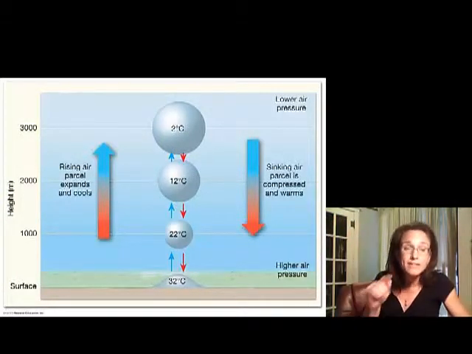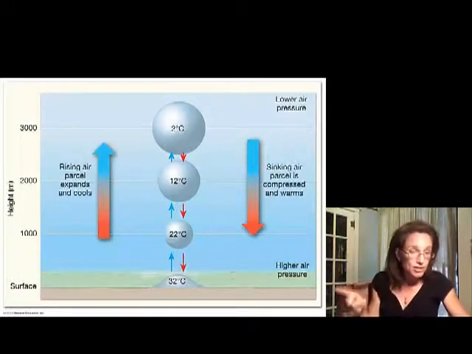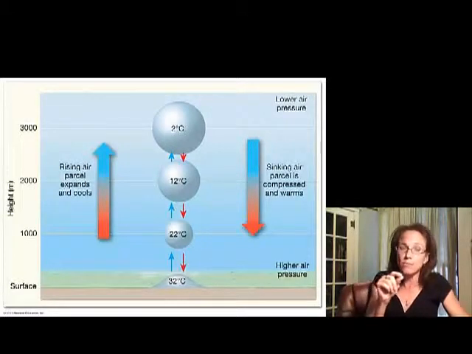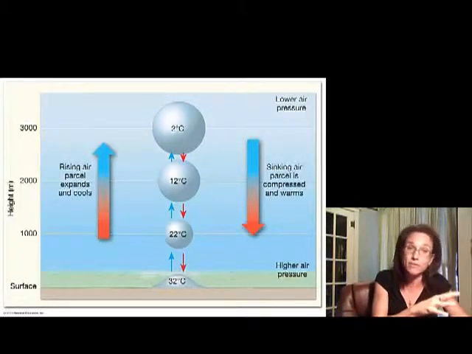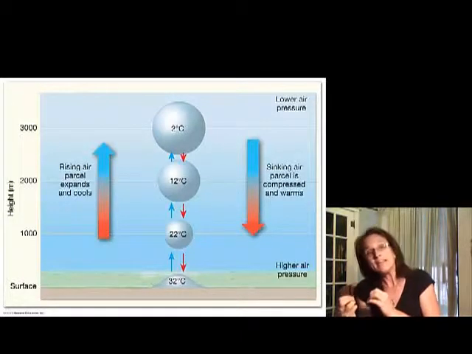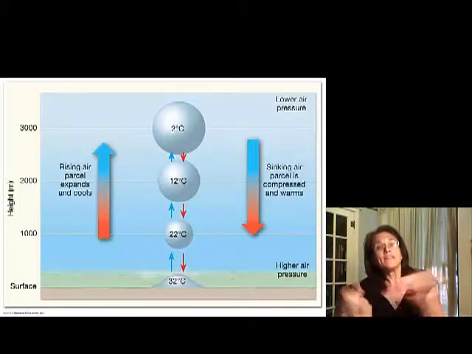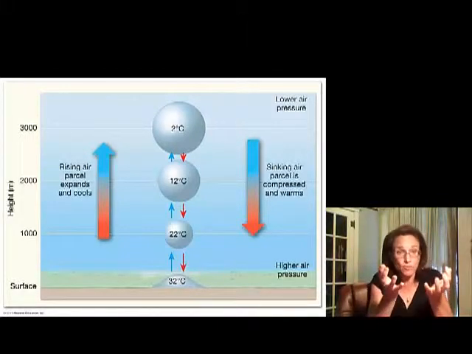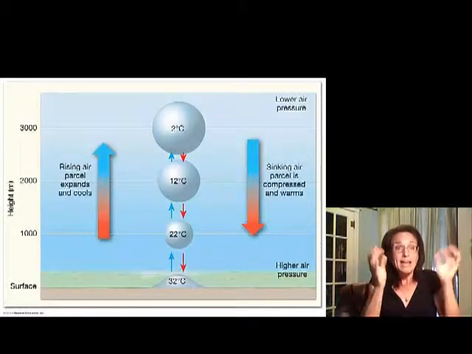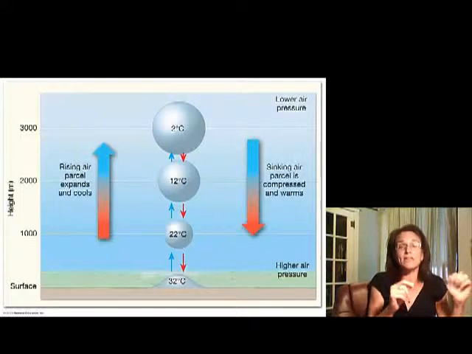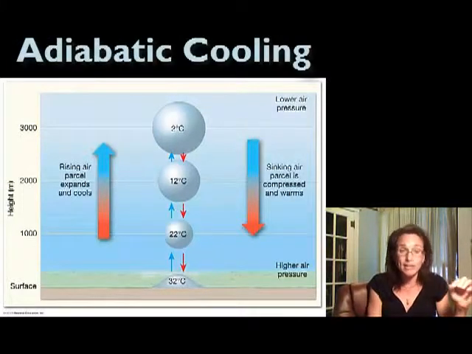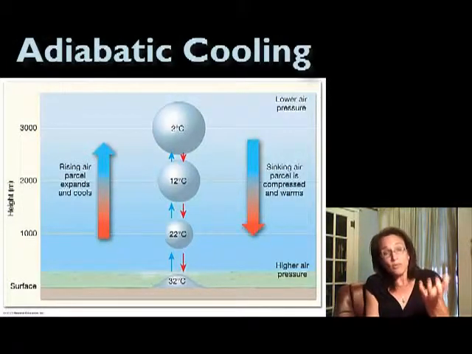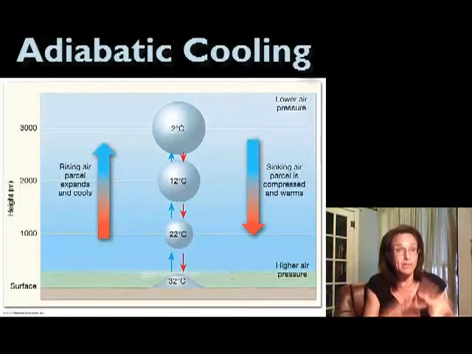Now, in that process, there is no heat energy exchange. We've talked a lot about how if we add heat energy to something, the temperature goes up, or if we take heat energy away from something, then the temperature goes down. But this temperature change as air masses rise due to decreased air pressure has no exchange of heat energy occurring. So this is what we call adiabatic cooling. And so that means the air mass is cooling just because of the decrease in air pressure, because the air mass expands.